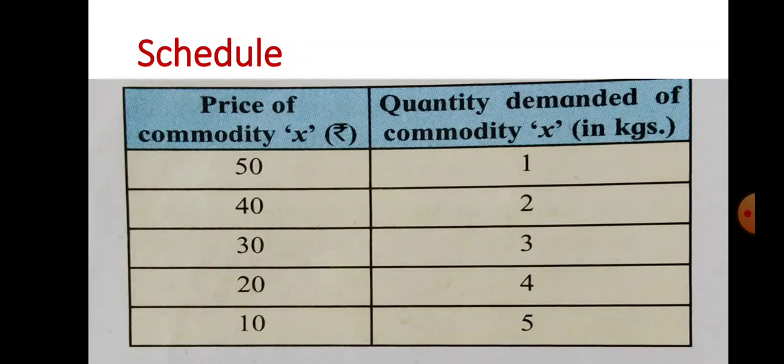So it shows what? This schedule shows there is an inverse relationship between price and quantity demanded. Okay. So market demand schedule is a tabular presentation showing inverse relationship between price and quantity demanded by all consumers in the market at different prices within a given period of time.